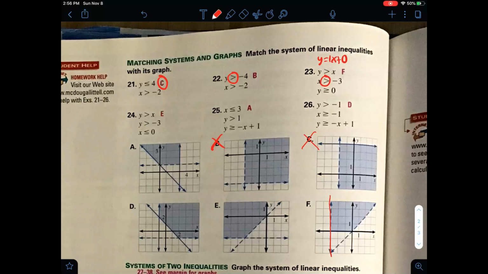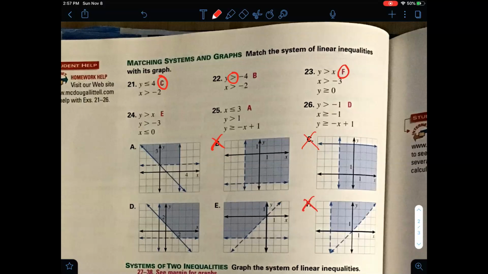But it needs to be greater than negative 3, so shaded to the right. So we need to be above this line and to the right of this line. It looks like it's going to be F. And we also need y is greater than or equal to 0, solid line through y equals 0 and shaded above. So this one's going to be F. I should erase everything here. So now we can cross off F.